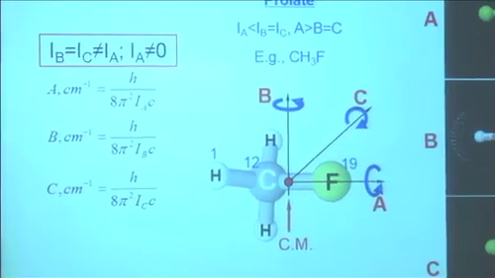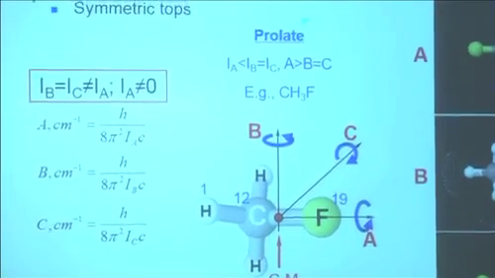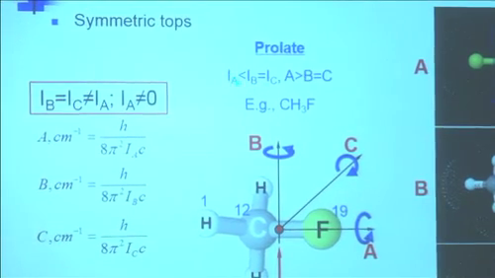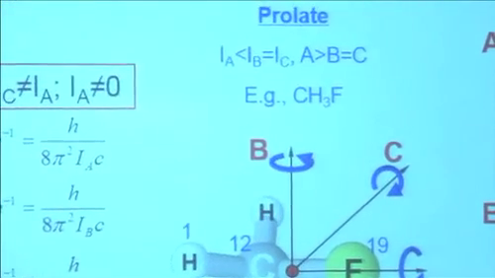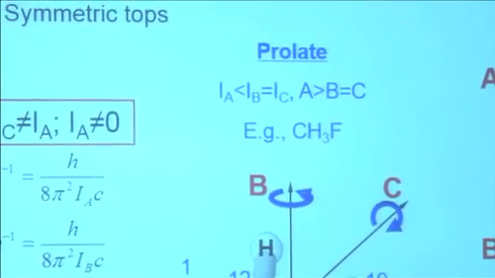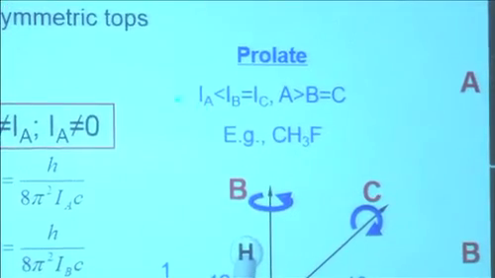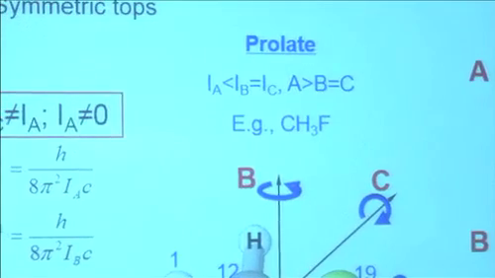two types of symmetric tops. There's called prolate and oblate. And it has to do with whether or not A is less than B, which equals C, or whether A is greater. It's that simple. So there's one limit or the other. I sub A is either less than the others or greater than. So the prolate is when it's less than. And this is an example.